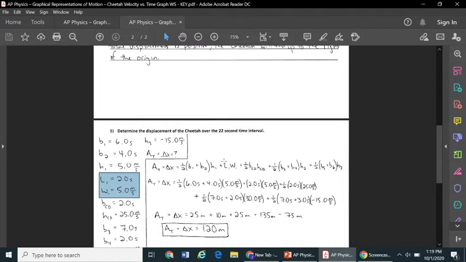The contribution to the area for that piece is just L1 times W1, because the area of a rectangle is just length times width. And so I plugged in L1, 2 seconds, times width 1, 5 meters per second, and obviously 2 times 5 is 10, so that contributes 10 meters to the total area calculation.